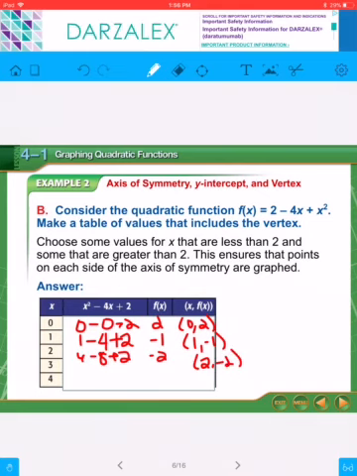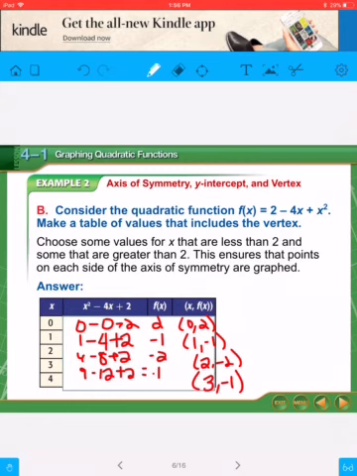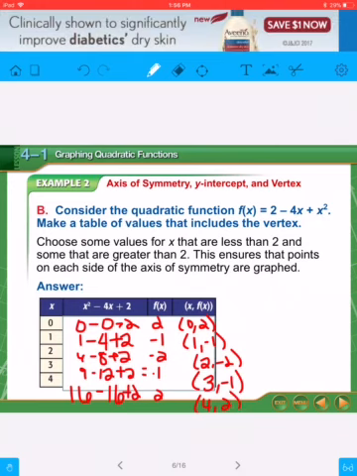When I plug in 3, 3 squared is 9, minus 4 times 3 is 12, plus 2, so we get negative 1. So we have a point at 3, negative 1. And plugging in 4, 4 squared is 16, minus 4 times 4 is 16, plus 2, so we have a point at 4, 2. Okay, so there's some of our points.